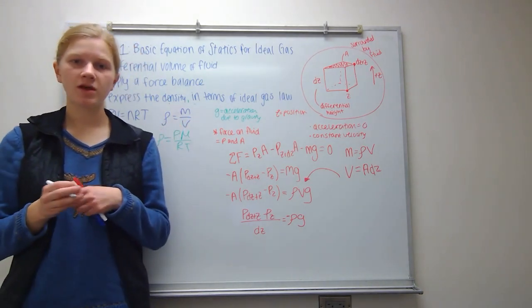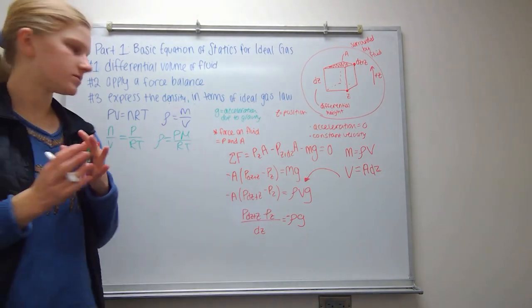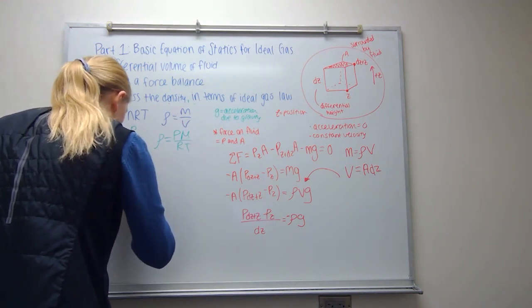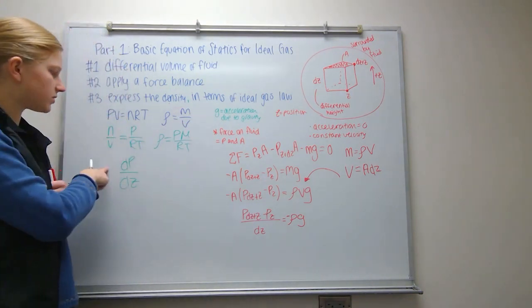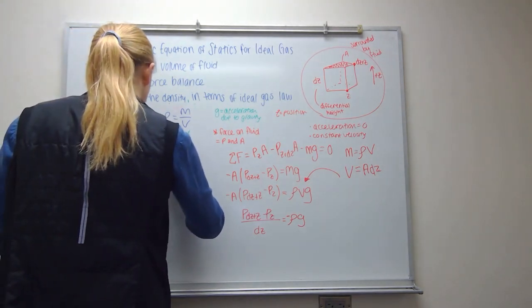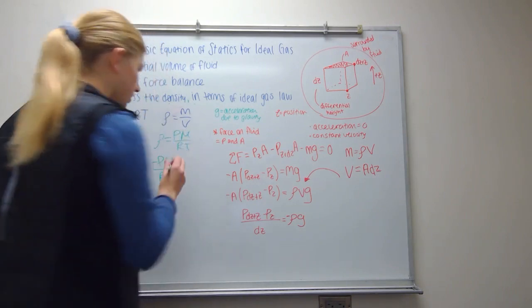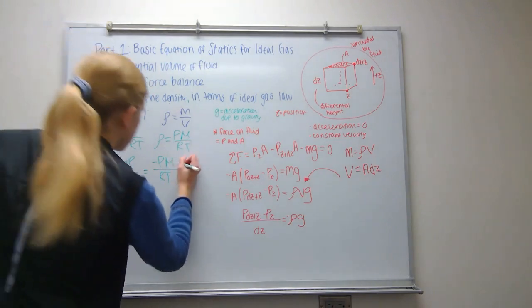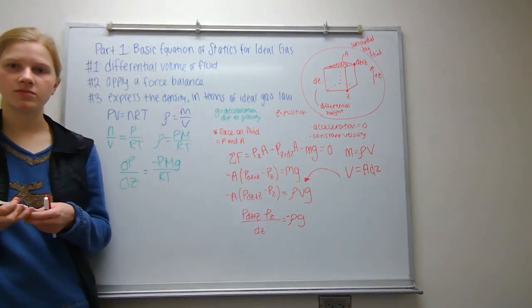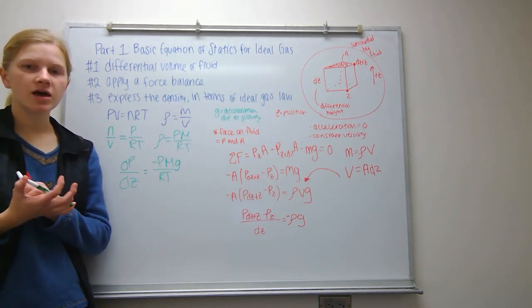Okay? So now we have everything we need. We have this and this. Put them together. We get our differential pressure, our change in pressure compared to our small change in position, equals negative pressure times mass over RT. Oh, and yeah, our gas constant. Okay, so hopefully that makes sense.